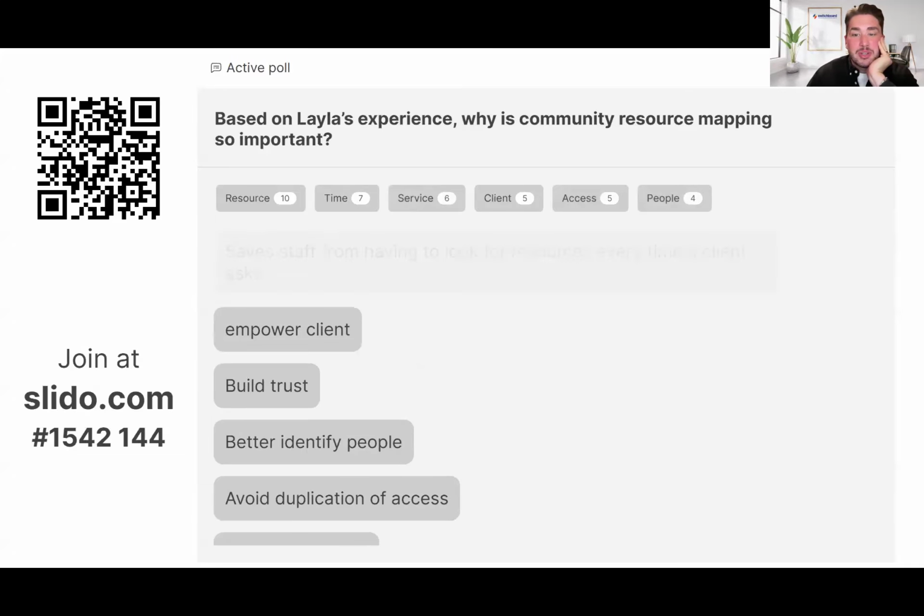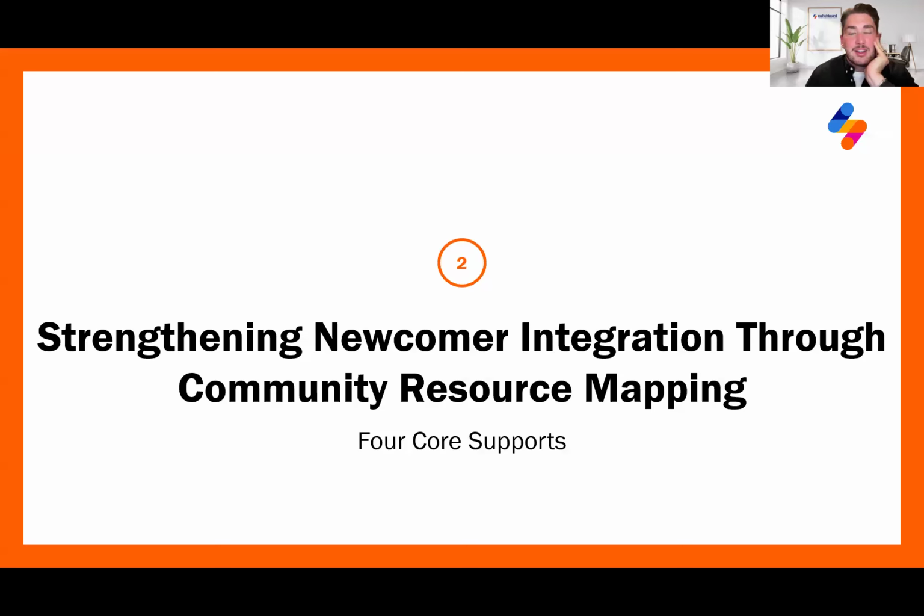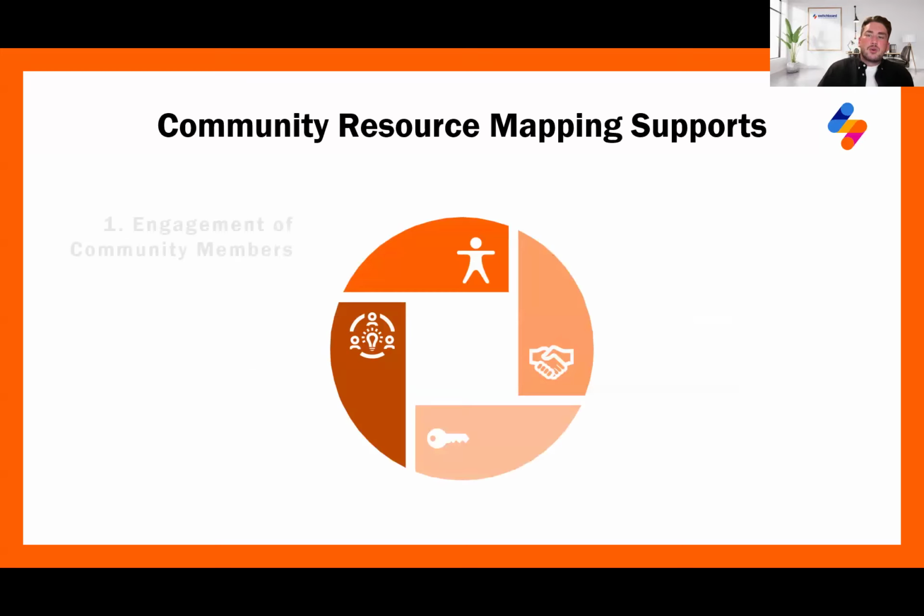Thank you all so much for contributing. All right, moving on to our second objective: strengthening newcomer integration through community resource mapping. We're going to explore the four core supports. So, like I said, there are four core ways that community resource mapping supports newcomer integration.